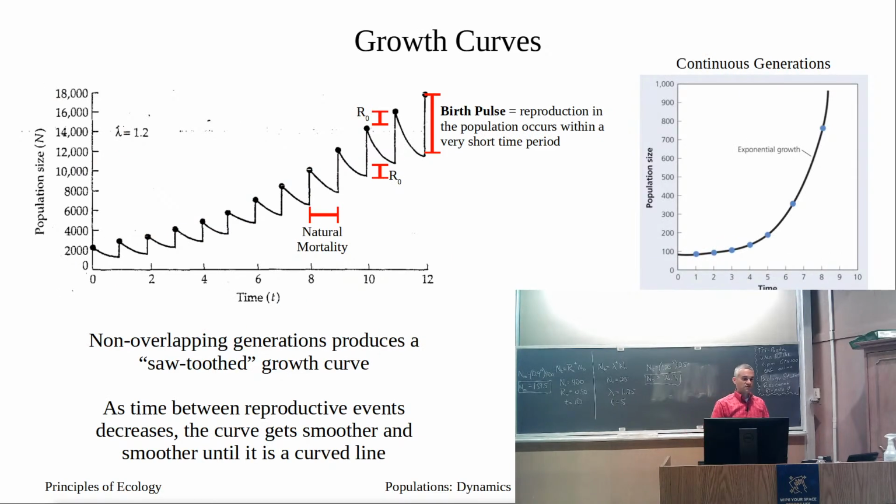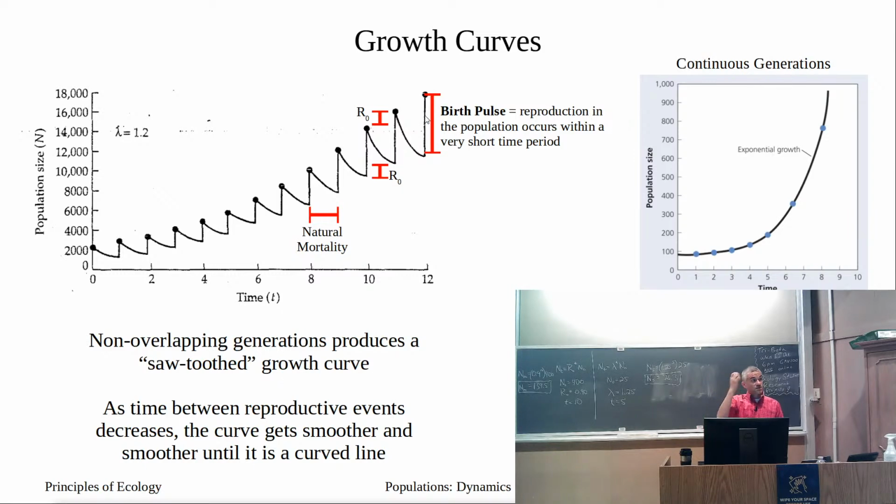So what does a growth curve look like then? The growth curve for a discrete, non-overlapping generation looks very jagged. It's sawtooth-like, and it's there for a reason. It's because all of our reproduction occurs within a very short period of time. We have this reproductive period where we get a very rapid increase in population growth, and then a steady decline until we get to our next reproductive period. So our overall growth looks sawtoothed, and our peaks, or jumps, represent our reproduction.